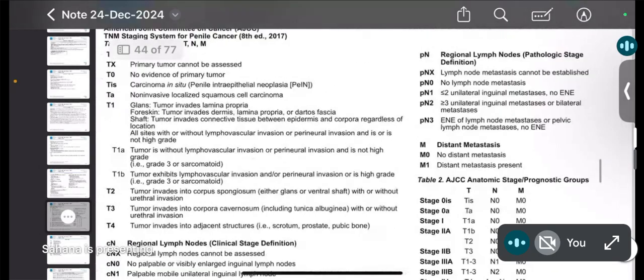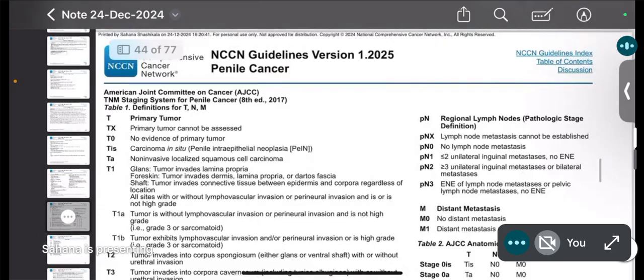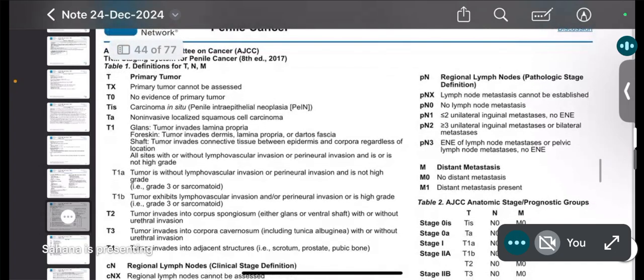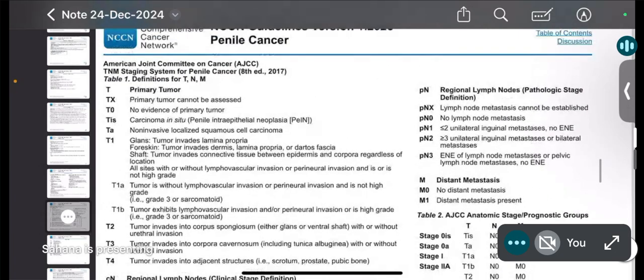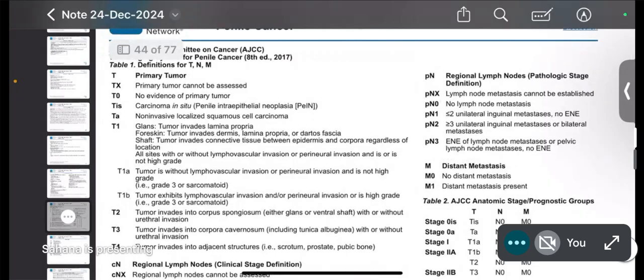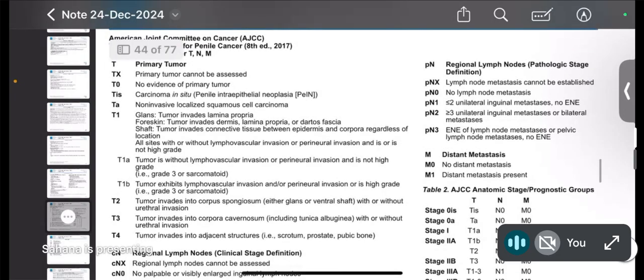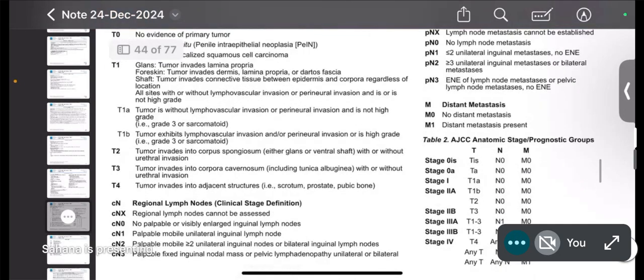Coming to pathological staging, it is also the same, but it's only N2 and N3. Otherwise everything is the same. 2 unilateral and ENE has come. ENE is automatically fixed, so it is ENE. So all ENEs are in N3 only. Here also there is no difference. Okay, okay. Then that is probably for testis or something else.